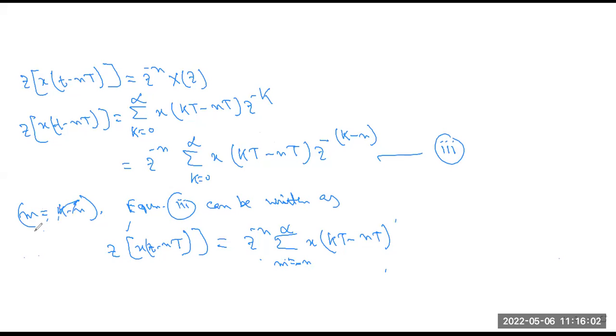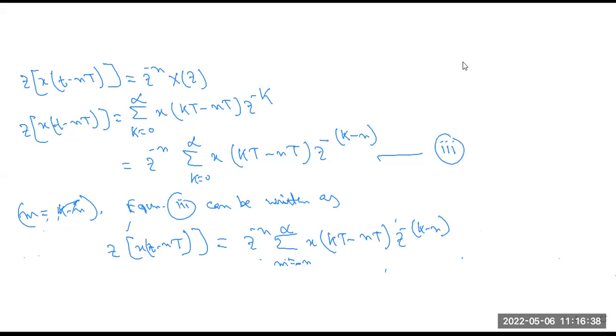So when m is equal to minus n, that is the lower limit, and the higher limit is infinity. The rest of the equation is the same, x of kT minus nT into z to the power minus of k minus n. So this is basically the negative shifting property of the Z transform. Now you have to change; I have written it on the next page.